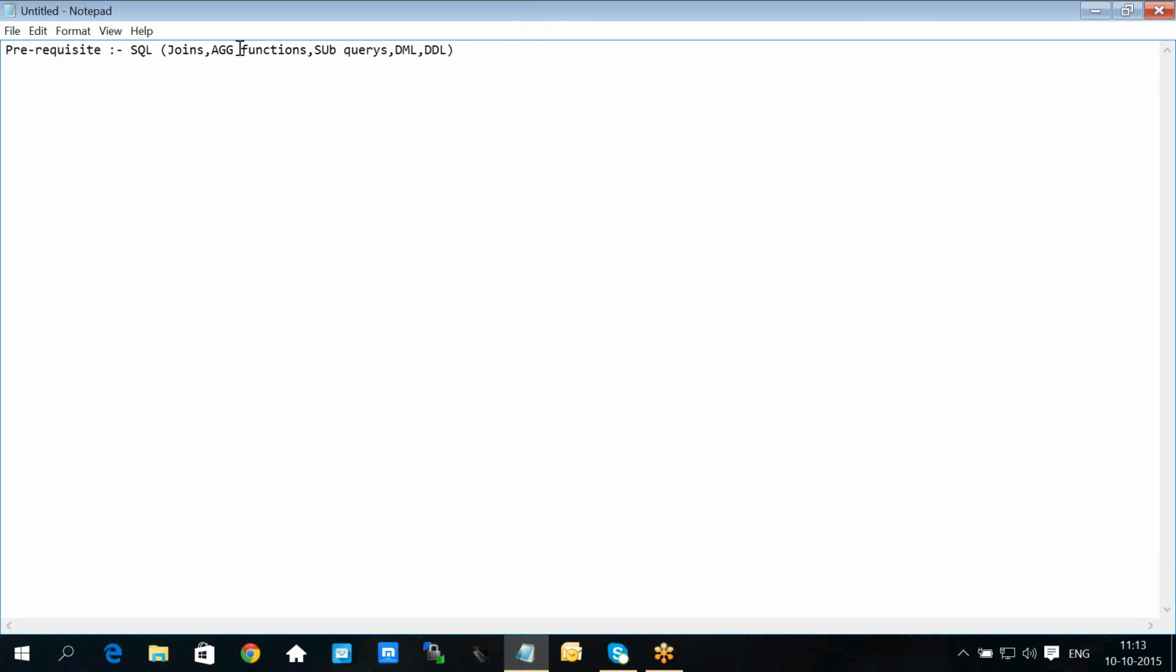Along with the joins and everything, you also need to know the single row functions. Basically, the character functions, date functions, and how you convert from date to character, and character to date, and all those things. These are the prerequisites for you to understand. Once you have a good understanding of all these concepts, it will be easier for you to understand what Informatica is all about.